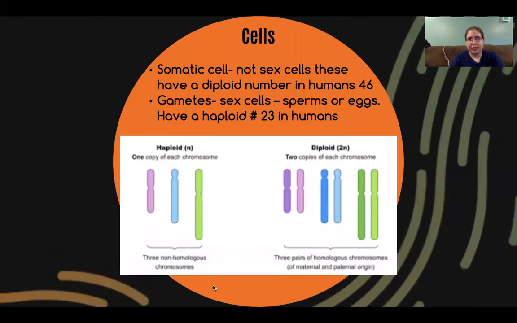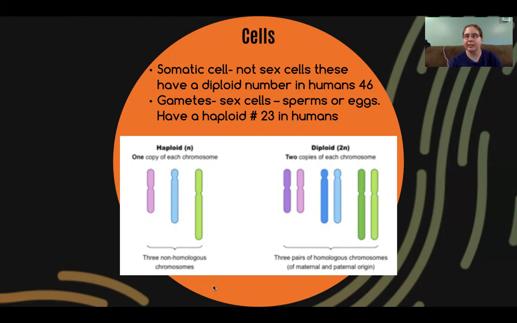There are two main classifications of cells. We have somatic cells and then gametes. Gametes are also known as sex cells. Somatic cells are your body cells. So these are pretty much any cells that are not your gametes. So your skin cells, your bone cells, your lung cells, heart cells, brain cells, blood cells, etc. All of those are considered somatic cells. And they are all diploid, meaning that they have the pairs of chromosomes.